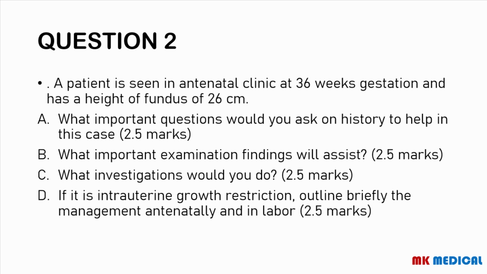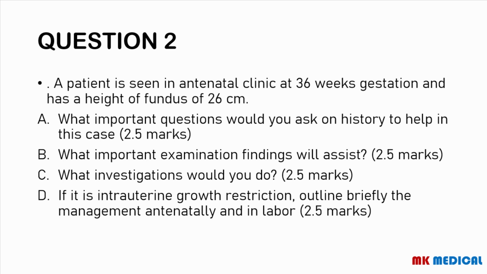Then what important examination findings will assist? So the blood pressure will assist in cases of hypertensive disorders of pregnancy. You may get signs of extreme malnutrition. You may get stigmata of alcohol or tobacco as well as drug abuse. You may also see that the fundal height is 3 centimeters or more different from the expected gestational age. In this case, I mean less than the expected gestational age by 3 centimeters. Then of course you also check for the fetal heart rate, because the fetus may indeed be dead.